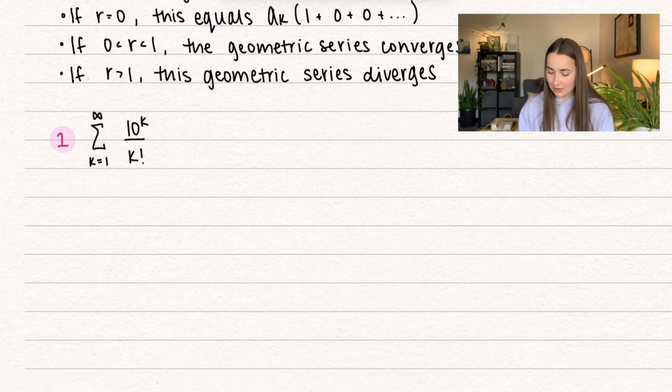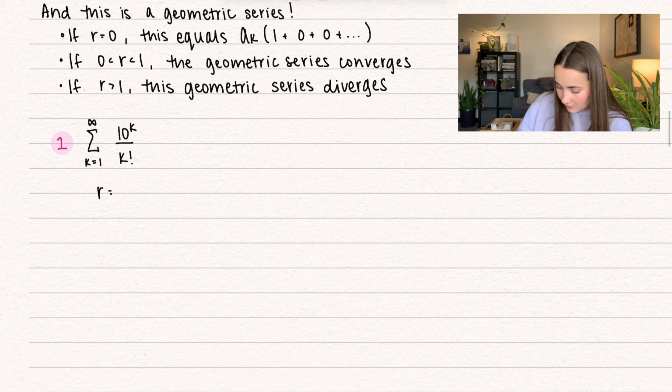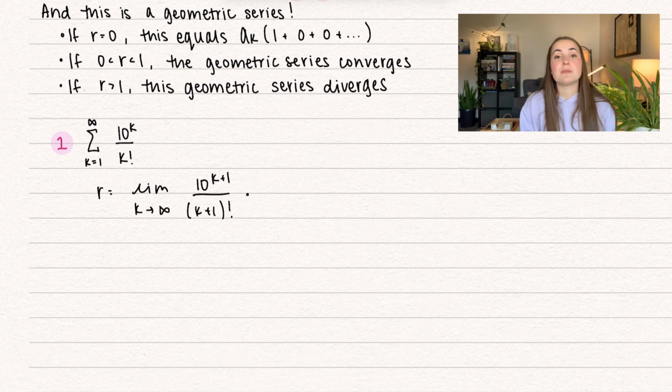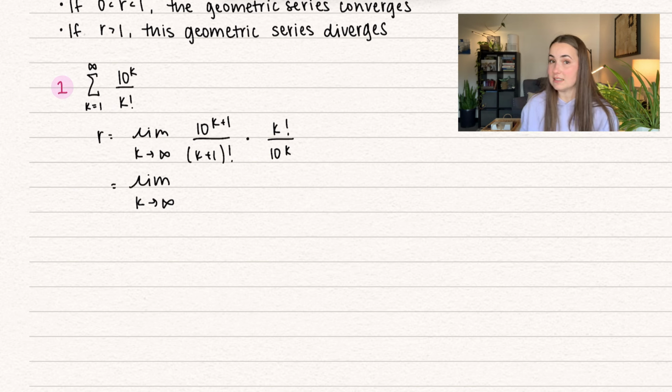We have the summation k equals 1 to infinity of 10 to the power of k divided by k factorial. Let's go ahead and find what r is equal to. We're going to take the limit as k approaches infinity. This is what I always do: I write it as the k plus 1 term, so 10 to the k plus 1, divided by k plus 1 factorial. And remember, you're supposed to divide by a_k. I always just multiply by the reciprocal of the original little formula, right? So that's what I do to skip a step. You don't have to, you can write it out each time.